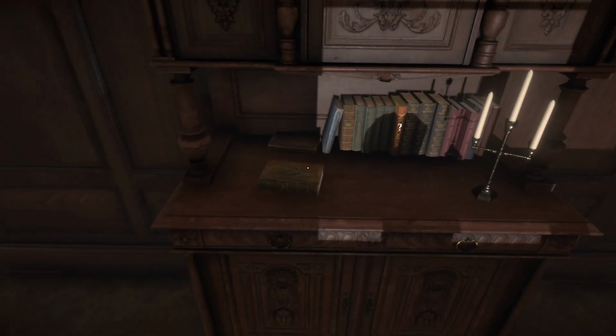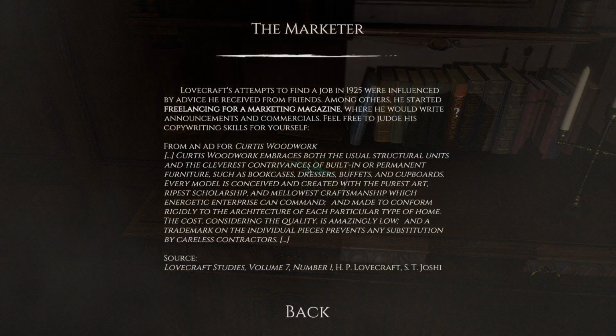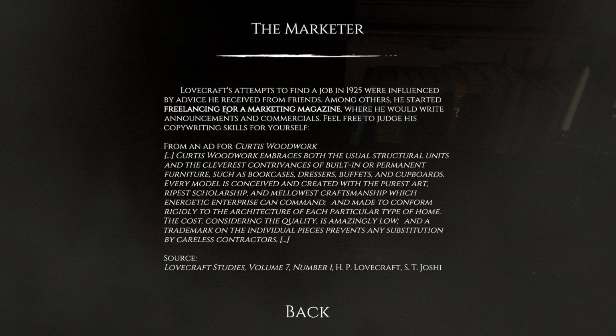Necronomicon, book of the marketer. Lovecraft's attempts to find a job in 1925 were influenced by advice he received from friends. He started freelancing from an ad for Curtis Woodwork. Oh nice, he was like a freelancer.